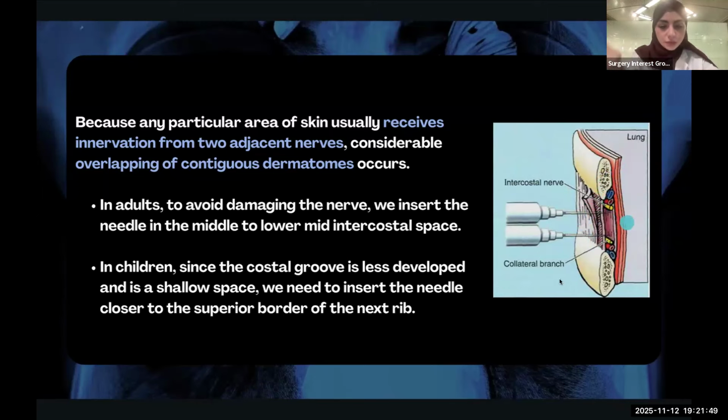Now, you might be telling me, I have the collateral branches. Wouldn't I be scared of injuring those if I go a bit lower? The thing about collateral branches is, again, they're tiny branches from the main branch, so we don't really worry as much. Yani, the risk of injuring the intercostal nerve is greater and more important, so this is why we typically go a bit lower. Make sense?